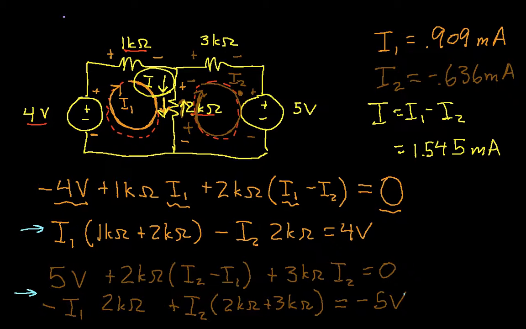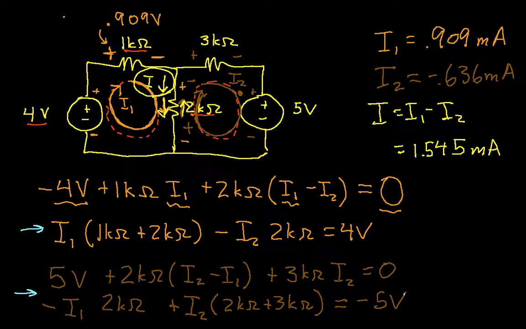I could also ask, what's the voltage across this 1K ohm resistor, for example? Suppose I need to know that. Well, that is going to be 1K ohms times I1. So 1K ohms times I1 will be 0.909 volts. Okay, so that pretty much wraps up the introduction to mesh analysis.